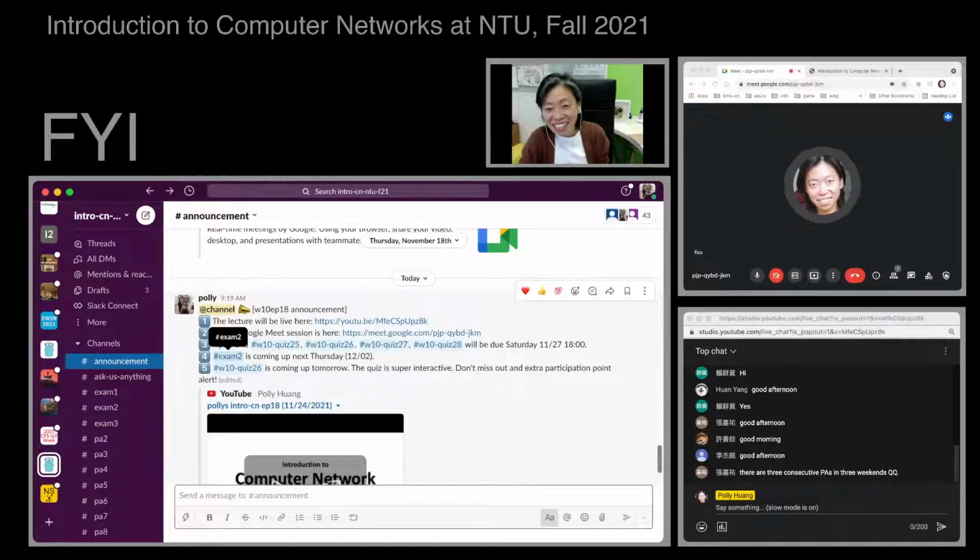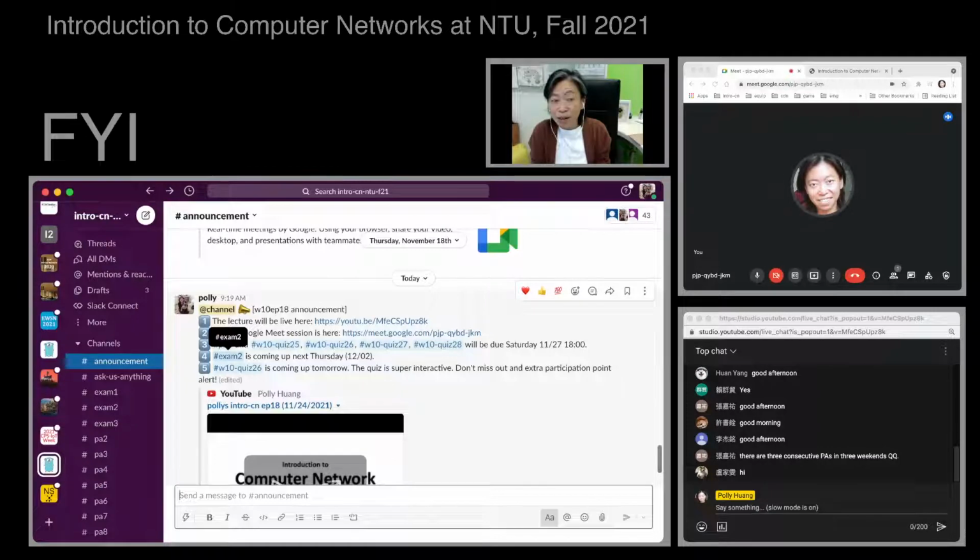There are 3 consecutive PAs in 3 consecutive weeks. But you know what? PA5 and PA6 are quite light. They are not exactly challenging. I could have had one PA5 that does both, right? Creating a server that never really stops, right? That's what people are expecting of a server, running 7 days a week and 24 hours a day. And PA6 is quite straightforward, isn't it?